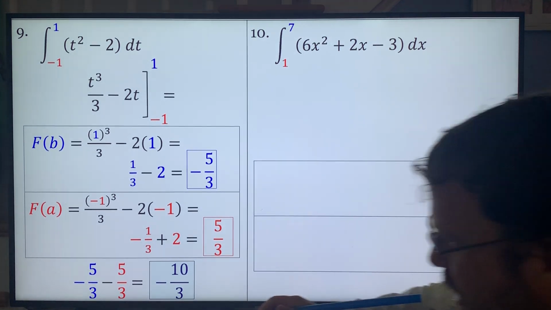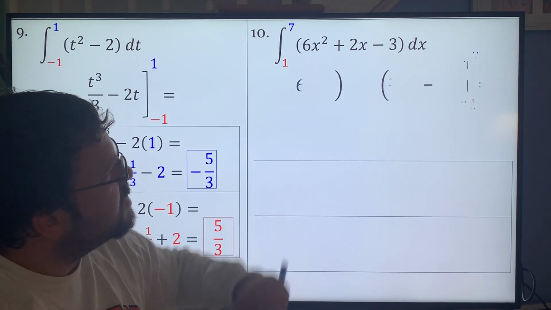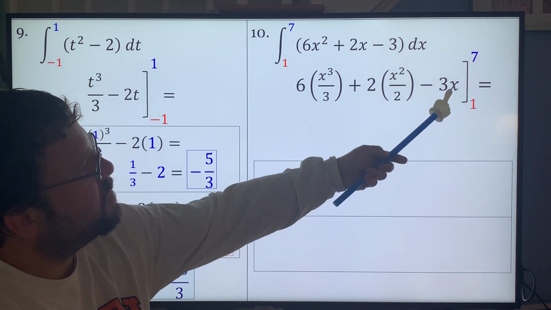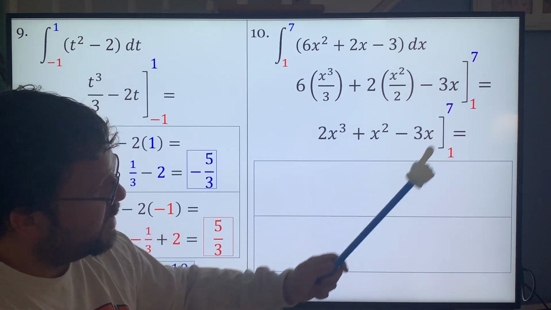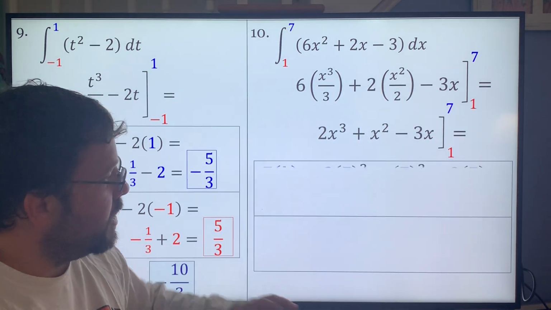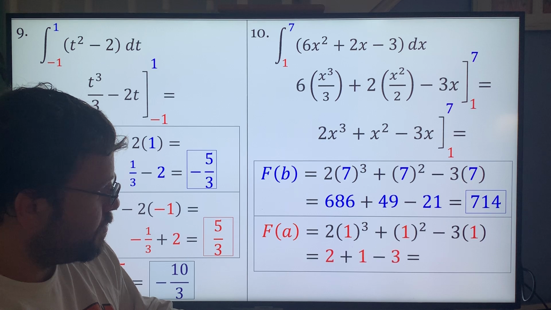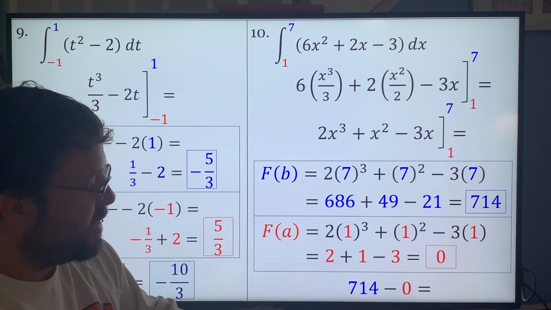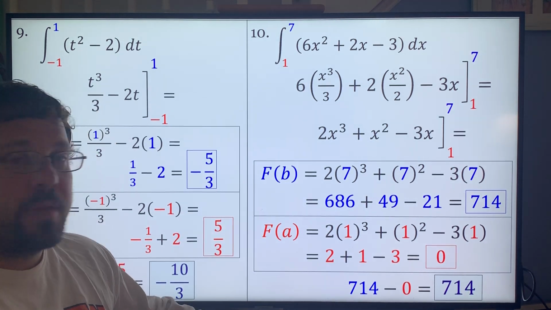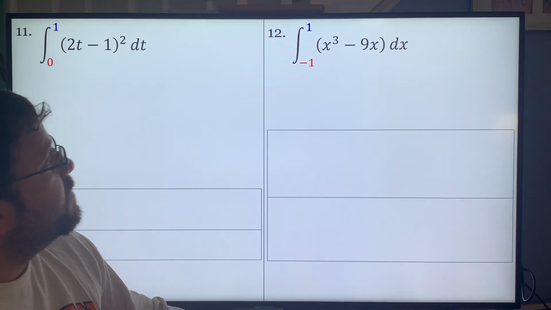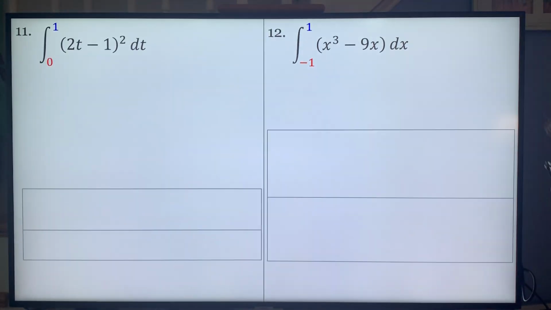Got it? All right, let's look at problem 10. Derive, it's a 3, 2, and an x. So x to the third over 3, x squared over 2, minus 3x. 6 divided by 3 is 2x cubed. 2 divided by 2 is x squared minus 3x from 1 to 7. Plug in your stuff. You plug in a 7, you get 714. Plug in a 1, you get 0. 714 minus 0 is 714. See? Ready for number 11, 12? 11 and 12. It's all you. Oh, getting some exercise here.